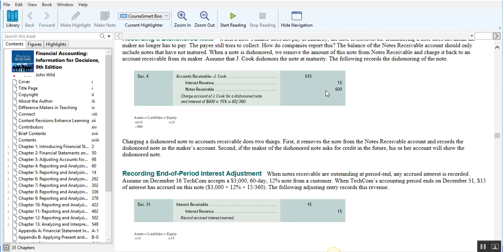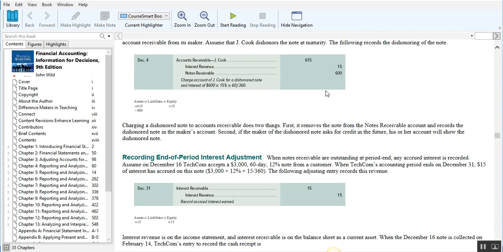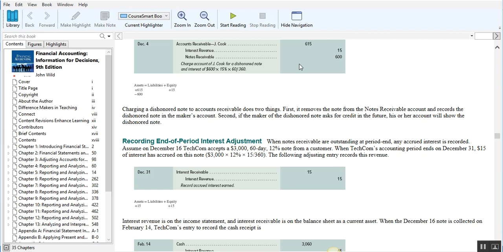Now, if the note gets to that date and Cook doesn't show up, doesn't pay, we're going to consider the note dishonored. So what we will do is we're going to close out the note and we're going to recognize the interest revenue that we've earned on that note, and we're going to put it back into the accounts receivable. Now, at this point, the accounts receivable, even though it's not in the note receivable, is going to continue to earn interest based on the note that the customer signed. So if they pay later, they're going to pay additional interest.